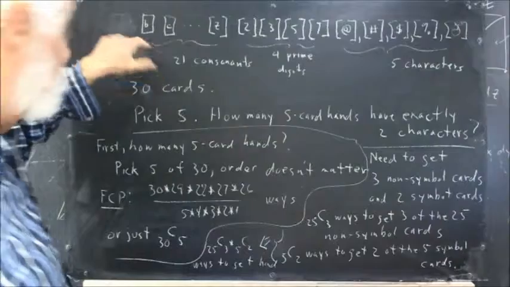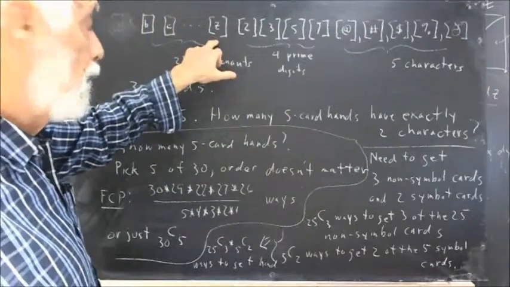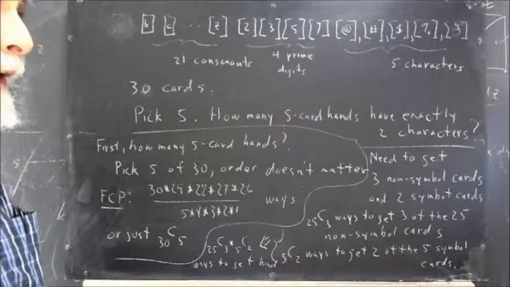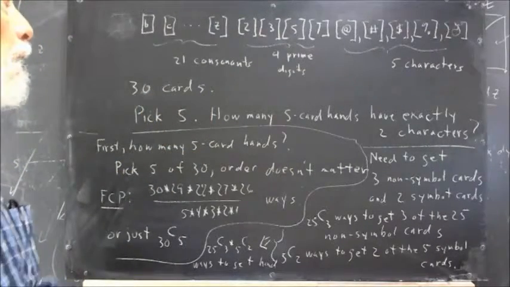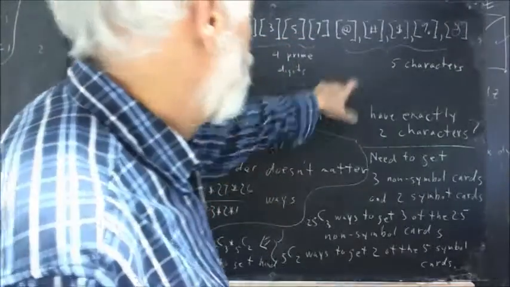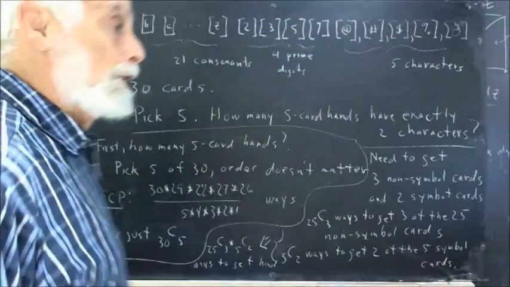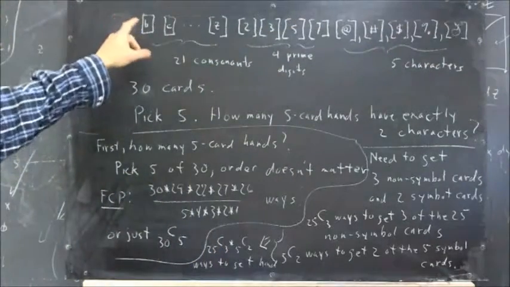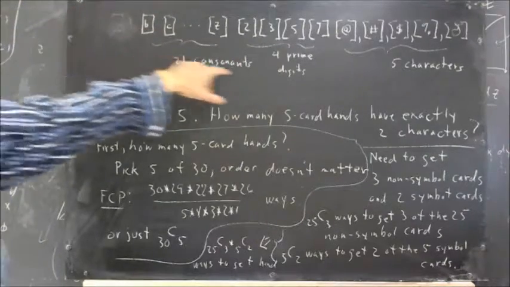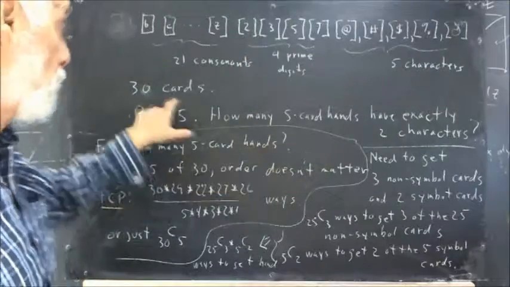So what I've represented here is the 21 consonants, B, C, and on down to Z. There are 21 of them, naturally omitting the vowels. And then we have the prime digits 2, 3, 5, and 7, and then the 5 characters. So we imagine these are cards, and we've written these things on the cards, okay? So we have how many? We have 21, and 4 is 25, and 5 is 30, so there are 30 cards here.